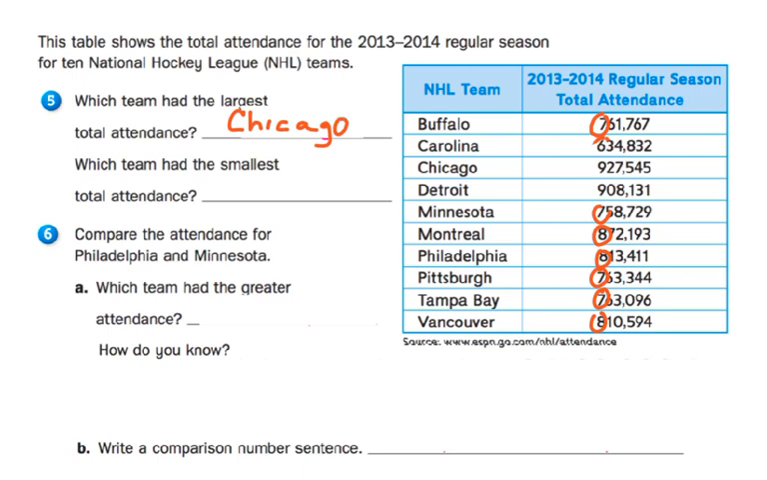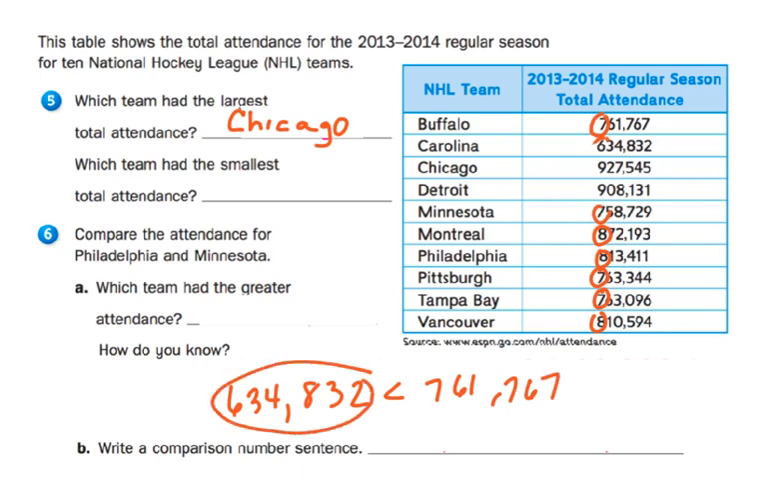The one other question you might have is in 6B when it asks to write a comparison number sentence. For example, you might say that 634,832 is less than 761,767. This would be Carolina, and this would be Buffalo. That's what it means for write a comparison number story. You're going to go ahead and complete journal page 4.